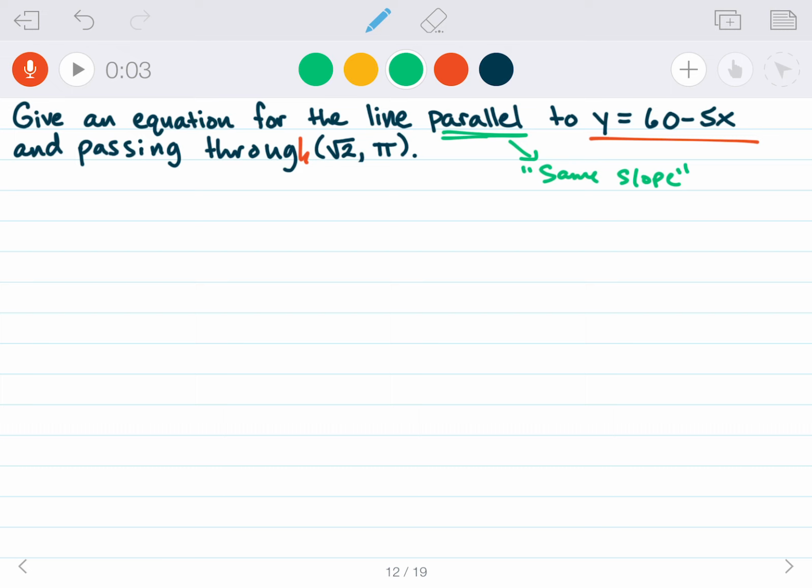So this line that we're interested in has the same slope as this line. So what's the slope of this line? Well, it's going to be -5, right? That's the number attached to x. So the slope of our new line is going to be -5. We know that it passes through this point right here. So in the x spot is root 2. In the y spot is pi, which is a number.